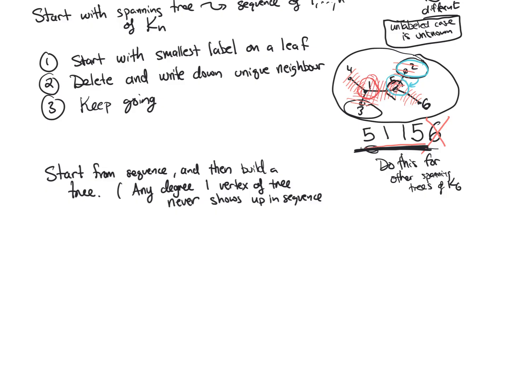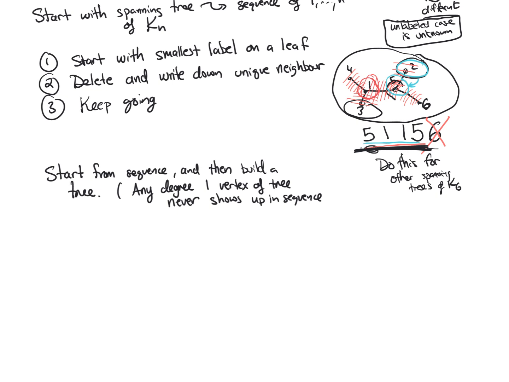This, for example, is one way you can see a tree has at least 2 leaves: you only have n minus 2 things and n numbers, so at least 2 of the numbers get left out. Okay, so any degree 1 vertex never shows up in a sequence.